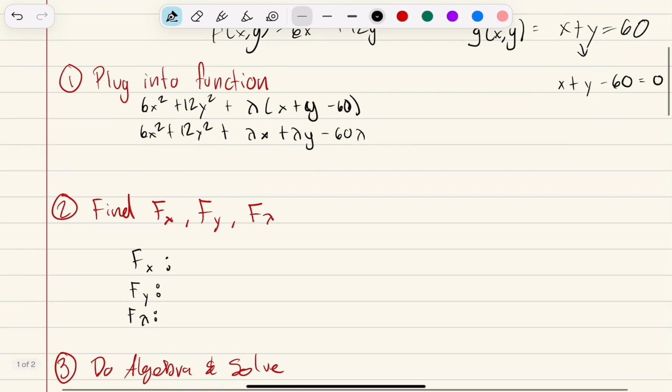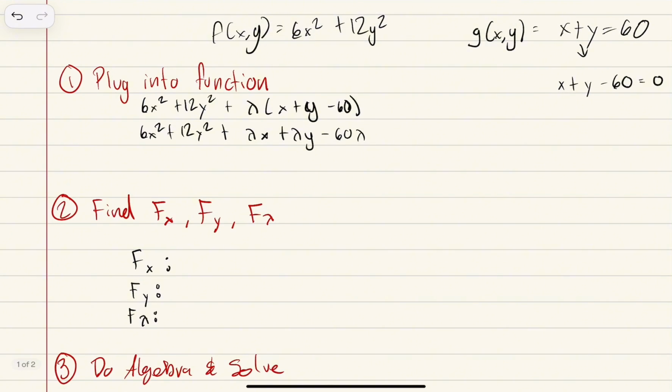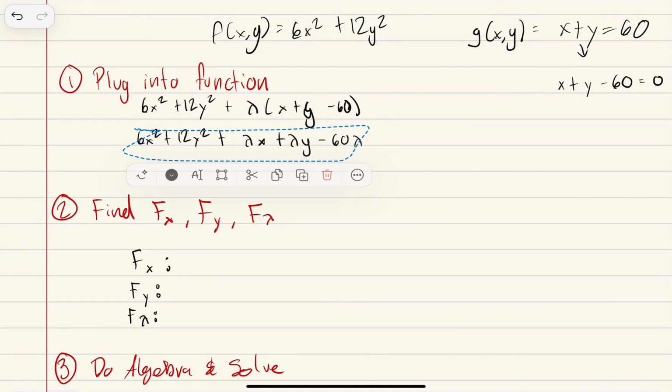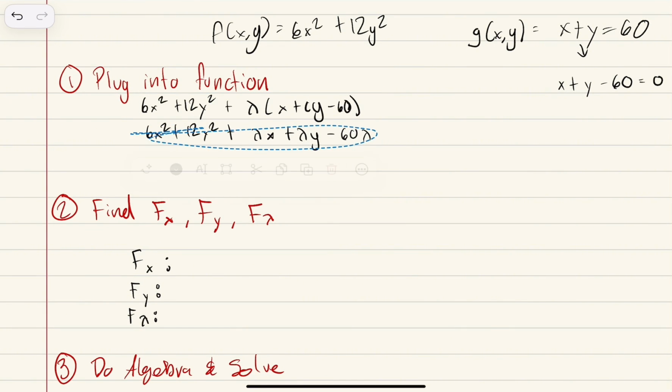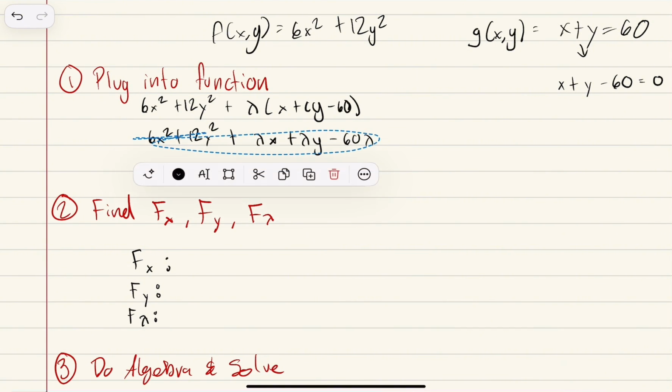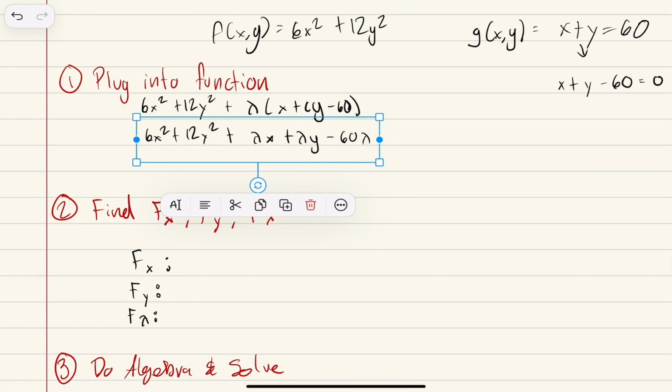So we have lambda x plus lambda y minus 16 lambda. And from here, I know that I have to find the partial derivative with respect to x, y, and lambda. So we have capital F of x. Let me move this a little bit closer.